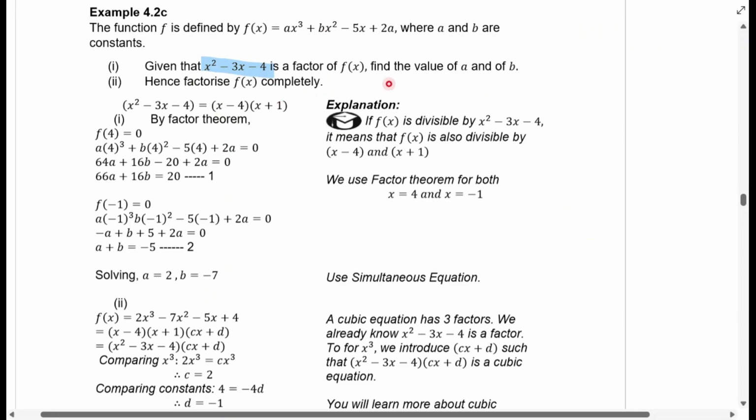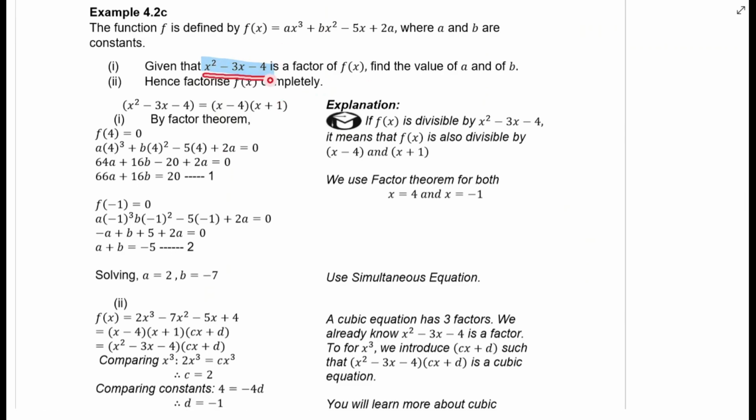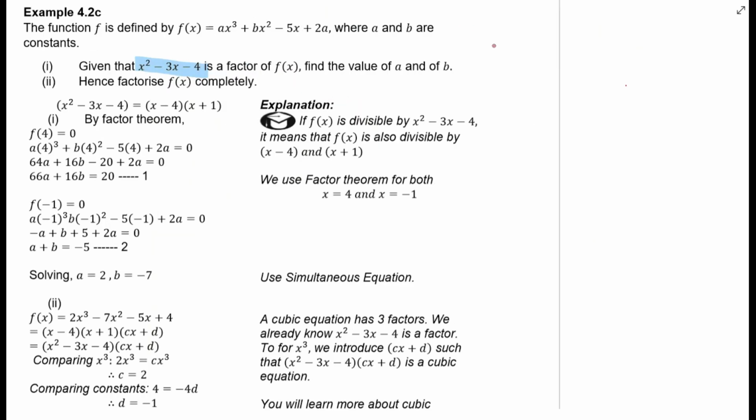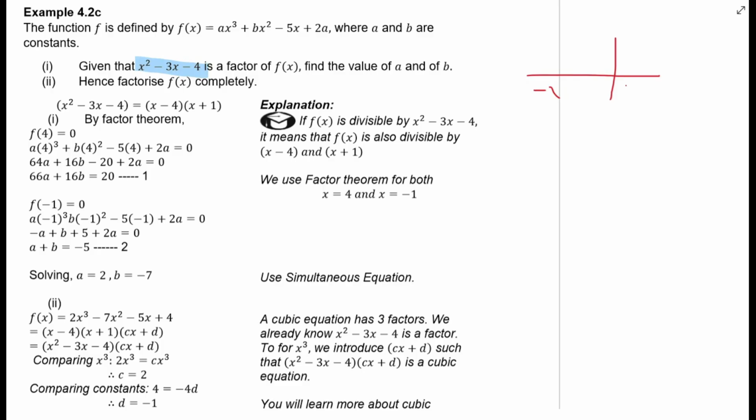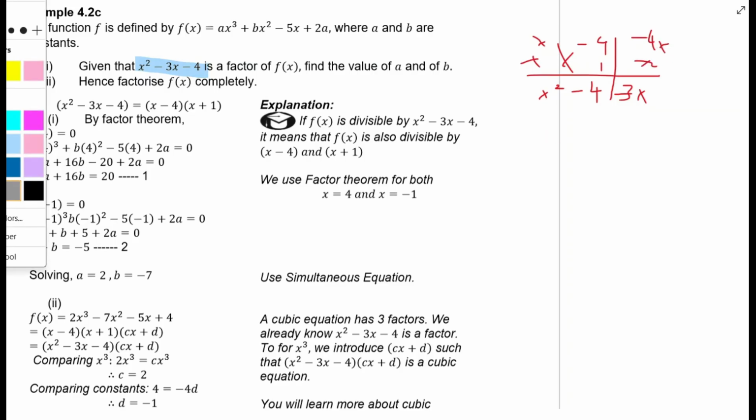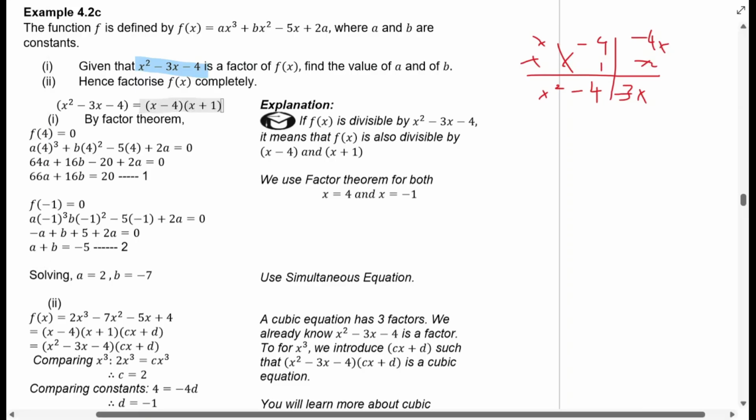So what do you have to do first? You have to further factorize this quadratic factor. So you can either use your calculator to factorize x squared minus 3x minus 4, or you can also use this cross method to get your factors. Okay, so your factors will now be x minus 4 and x plus 1.